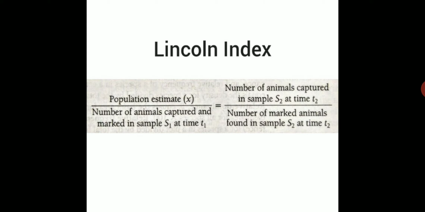Lincoln Index is a simple estimate of population density based on data obtained by mark-recapture method. The equation for this method is given in the slide. That is, population estimate, that is X, divided by the number of animals captured and marked in the first sample, equals the number of animals captured in the second sample divided by the number of marked animals found in the second sample.